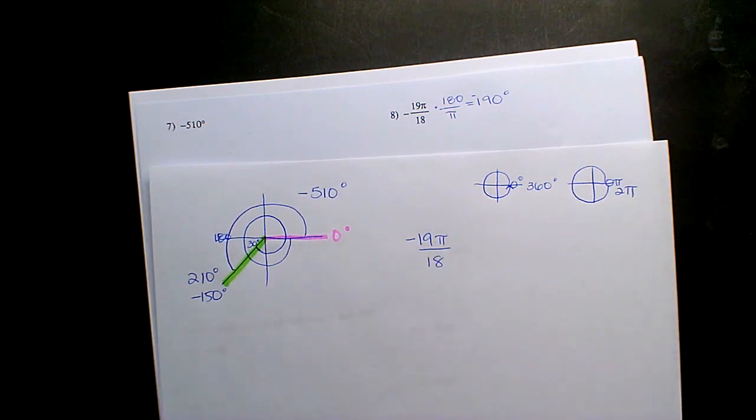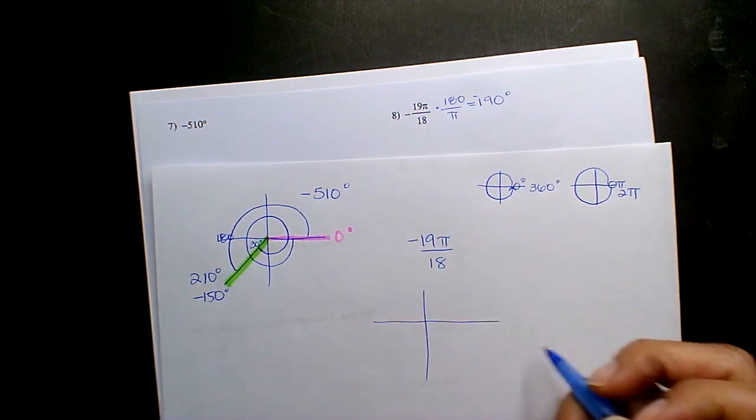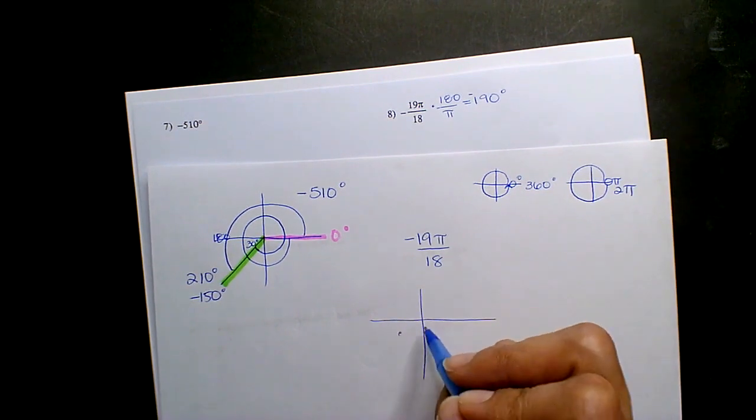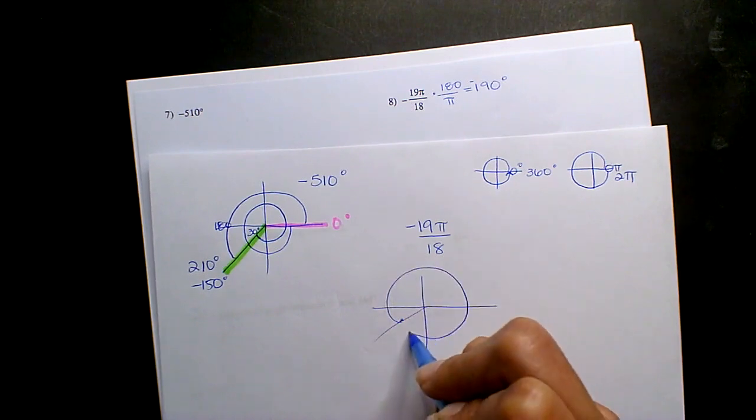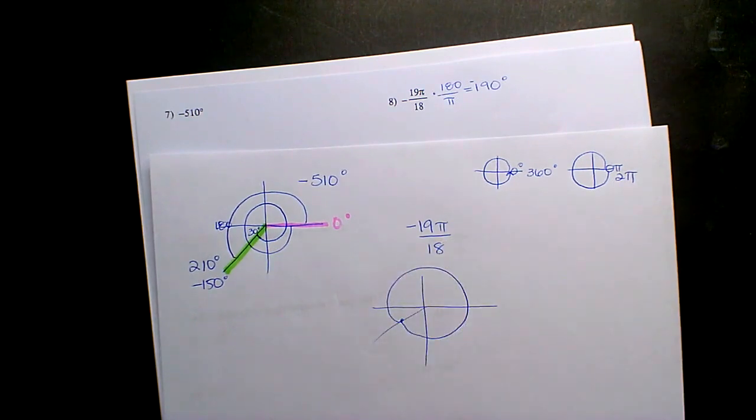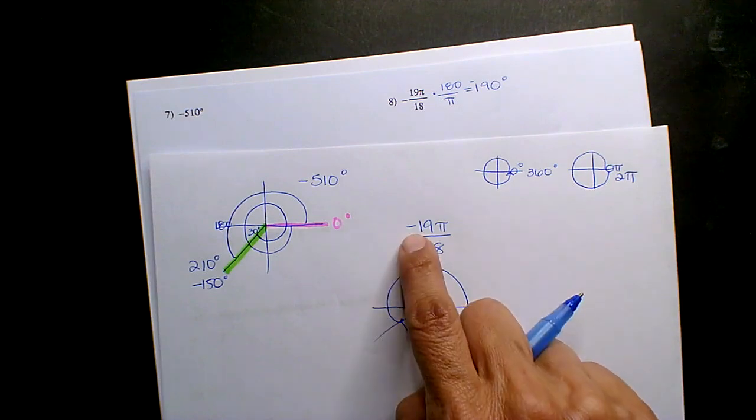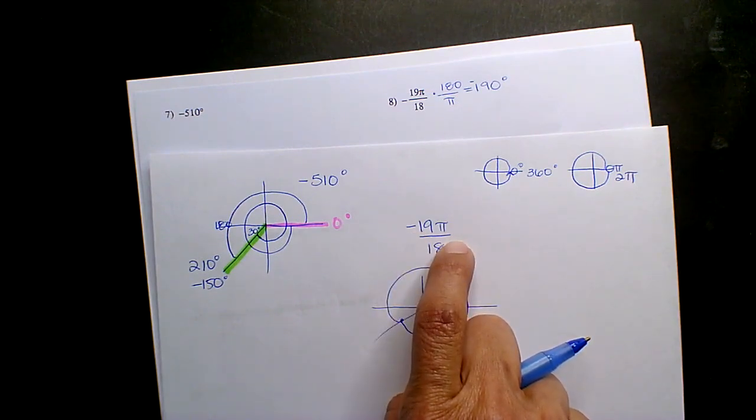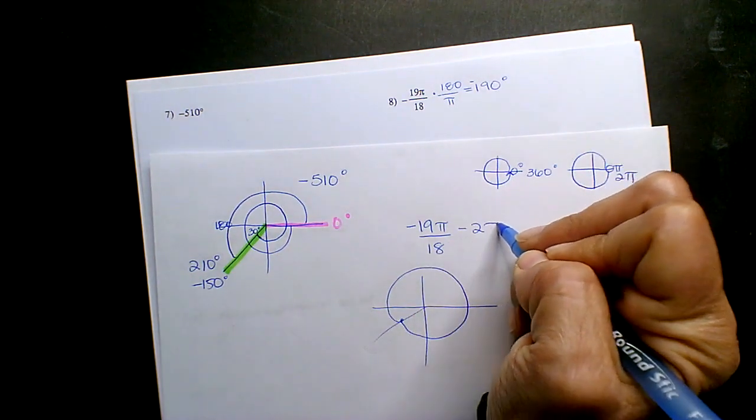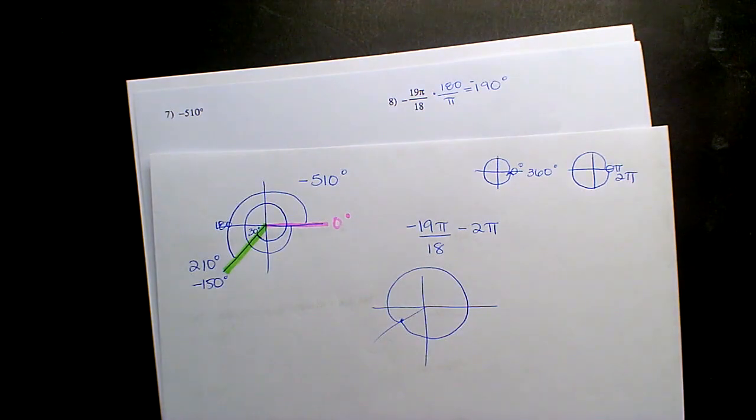If it doesn't matter where it's landing, say hypothetically it's somewhere right here. If I want to go another time around, what should I add to that? 2 pi. But because it's negative, I'm going to add the sign. Just don't go plus 2 pi, because then you're not doing the coterminal. So if you want another revolution around, do minus 2 pi.